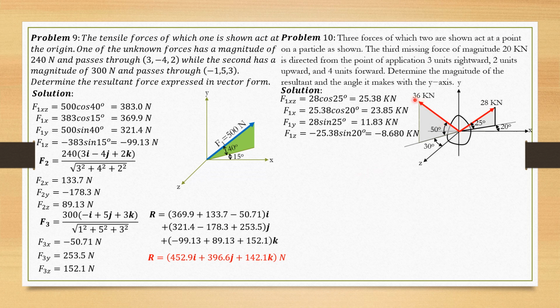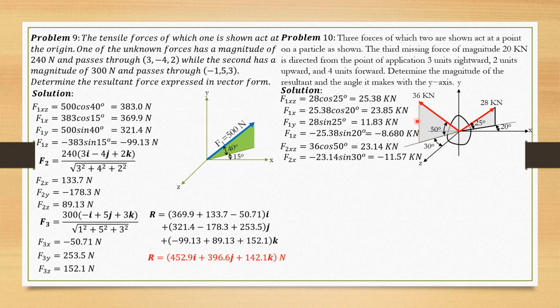For F2, it is 36. So let's solve for this component first. This is F2xz. F2xz is 36 cosine of 50 degrees, so it is 23.14 kilonewtons. Then the x component is opposite to 30 degrees, and it is negative in that direction, opposite to the x-axis. So it is negative 23.14, since it is opposite of 30, so sine of 30. So negative 23.14 sine of 30 degrees, and that is negative 11.57 kilonewtons.